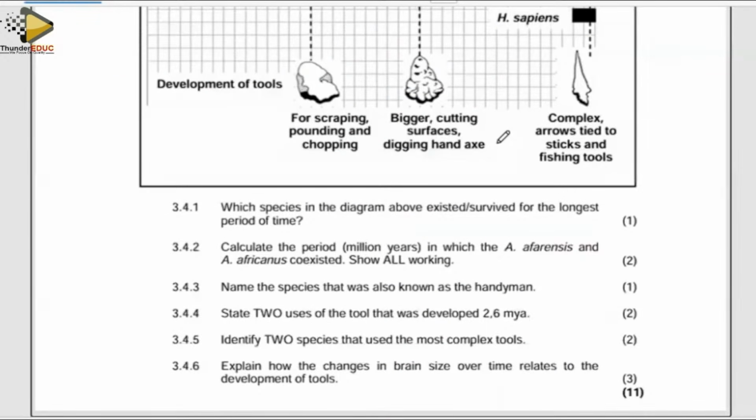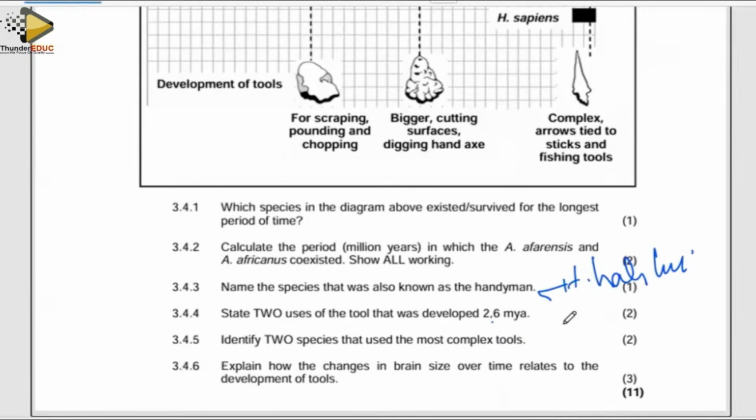Then they're saying name the species that was also known as Handyman. That is Homo habilis. Then they're saying name 2 species that used tools, that developed tools. Okay, we say that tools were used. Yeah, 2 species that use tools.